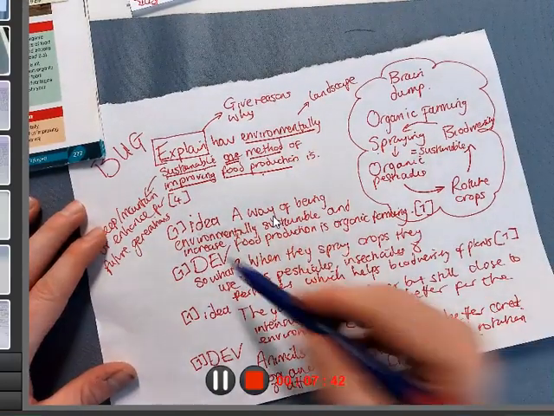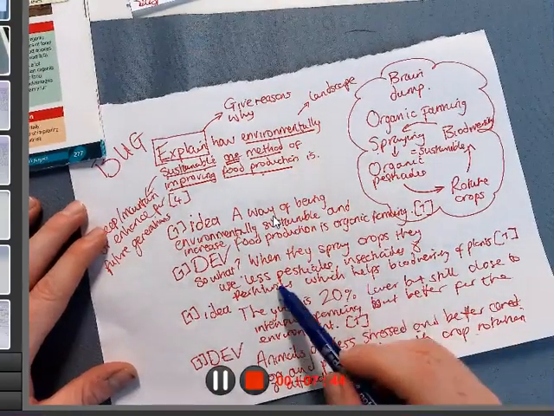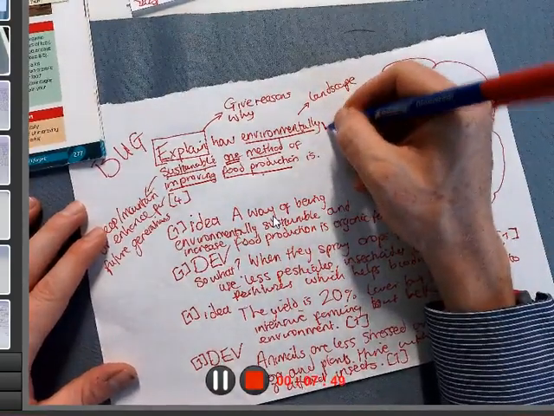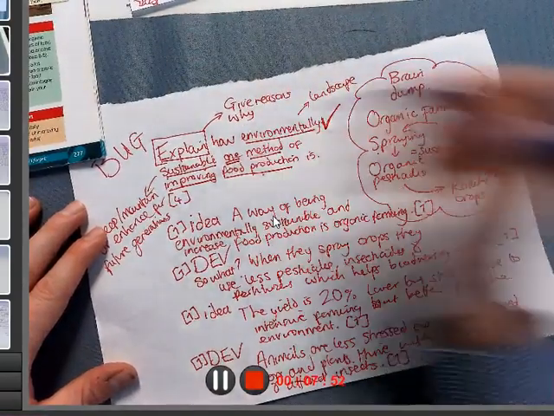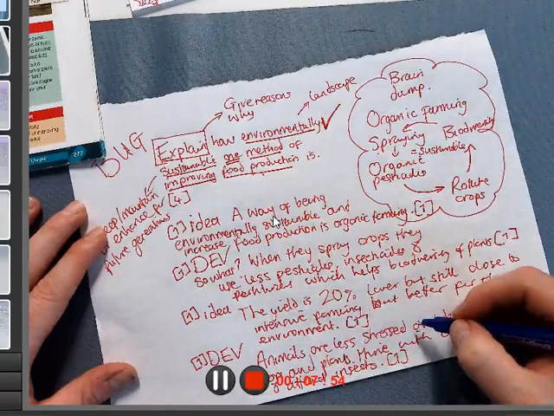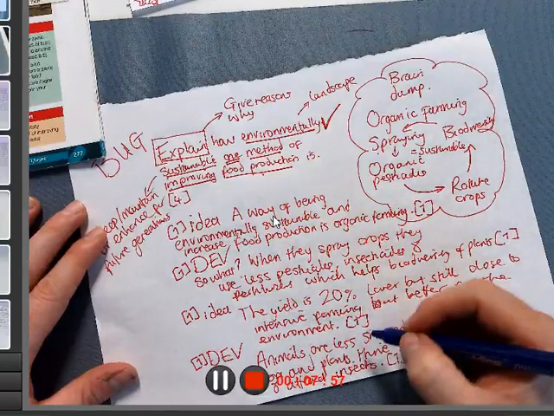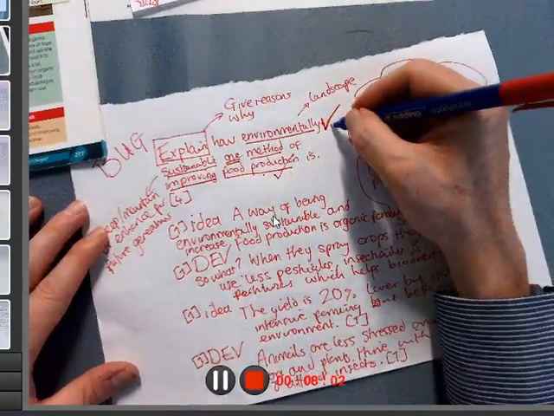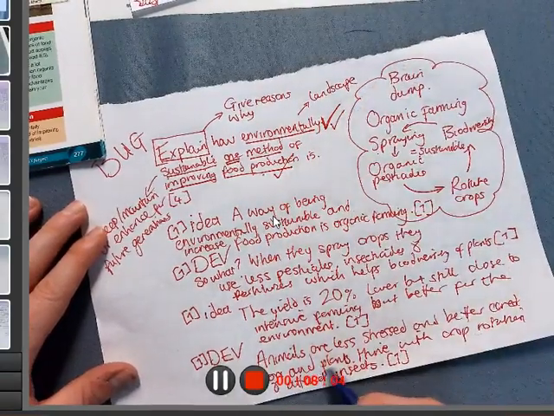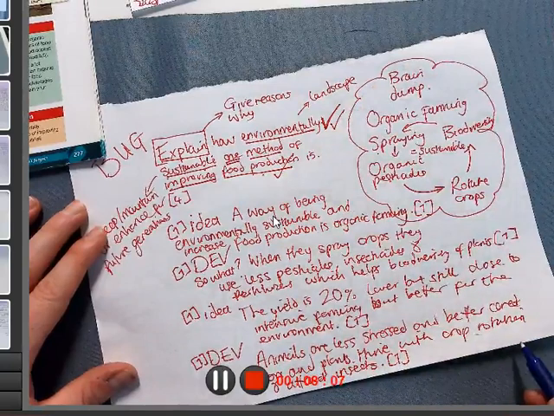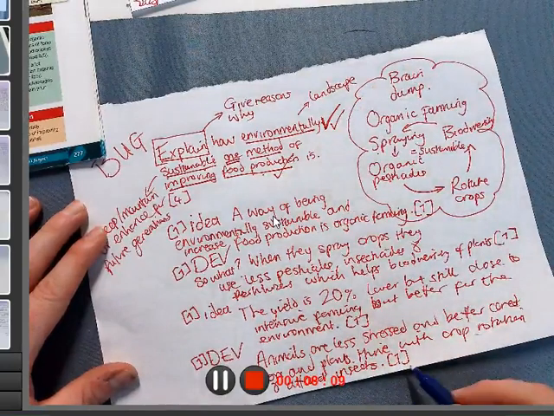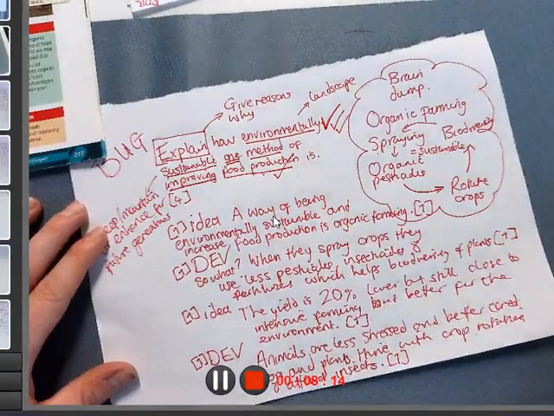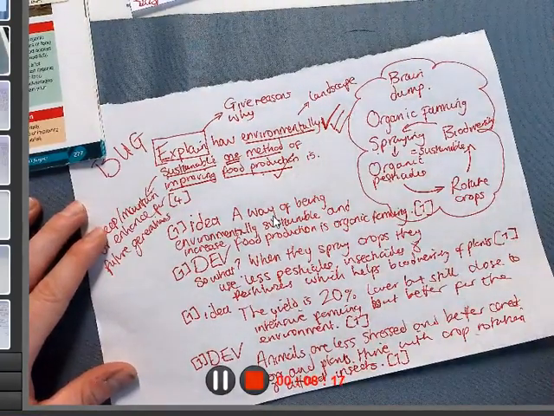So I look back, I've got spray crops, use less pesticides, fertilizers, which helps biodiversity. So I've answered this section, environmentally sustainable. I've talked about the yield, maybe less, but it's better for the environment. So I've talked about food production here. I've talked about environment again there. And then animals are less stressed, better crop rotation, and they attract insects and plants thrive. So again, I am talking about environmentally sustainable. That would get a 4 out of 4 mark answer.